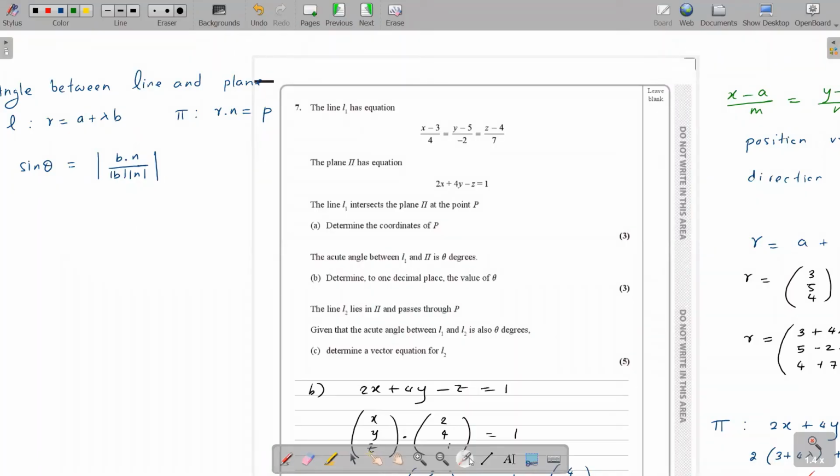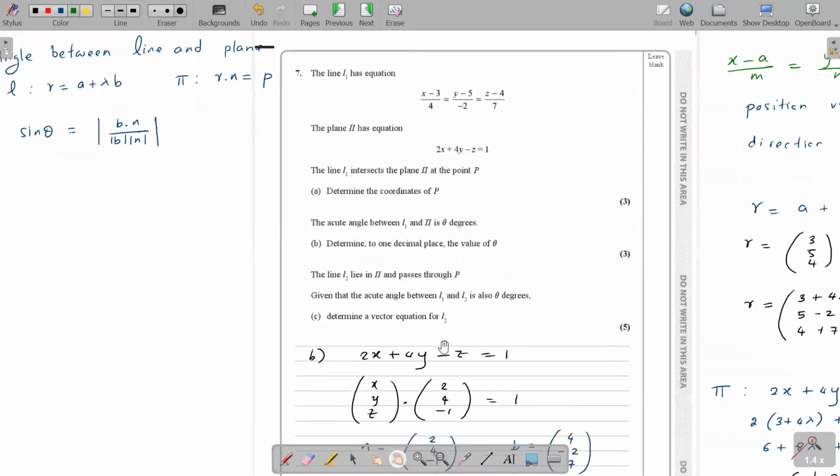Okay, so moving on to the next part, they say line 2 lies in the plane and passes through P. Now what's P once again? P is the place where line 1 and the plane intersect. Line 2 lies on the plane and passes through P, given that the acute angle between line 1 and line 2 is also theta degrees. Determine a vector equation for line 2. But how do we do this?